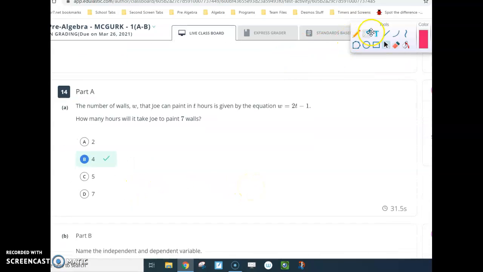Number 14 gives you a function where the number of walls W that Joe can paint in T hours is given by this equation. And so how many hours will it take Joe to paint 8 walls? Well, if I know that walls is 8 and I'm looking for the number of hours, I can just do a little substitution here. Oops, I wrote down the wrong number. Sorry, I don't know where I got 7 walls. There we go. I was thinking ahead to 8, that I knew it had to equal 8 in the end.